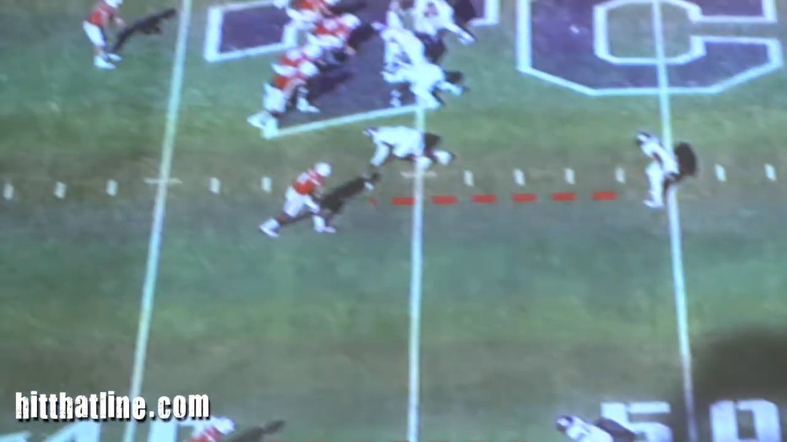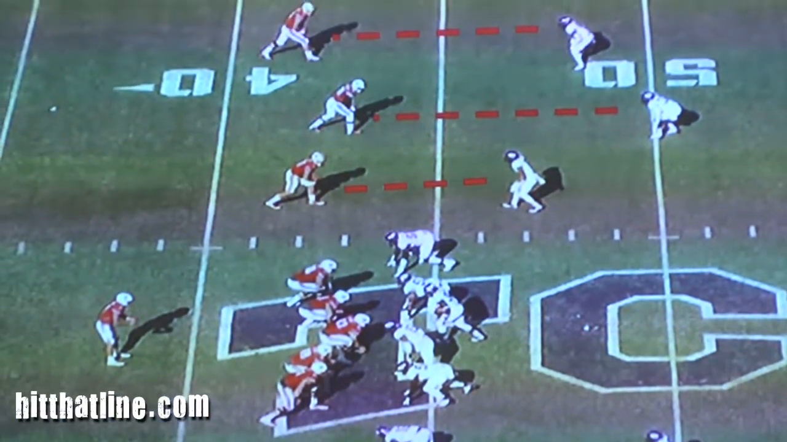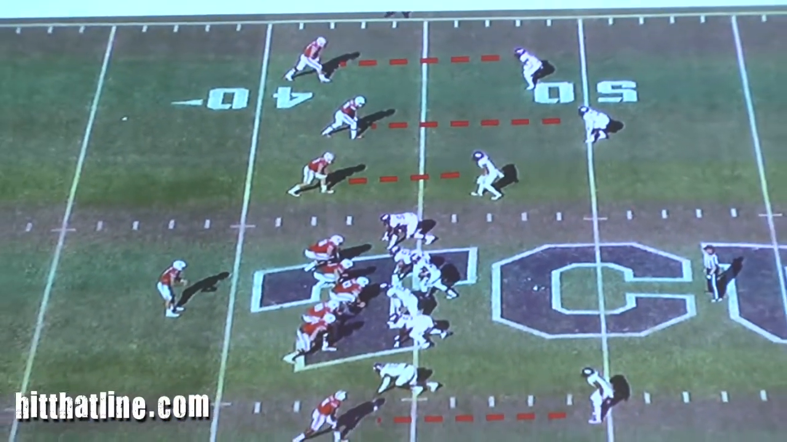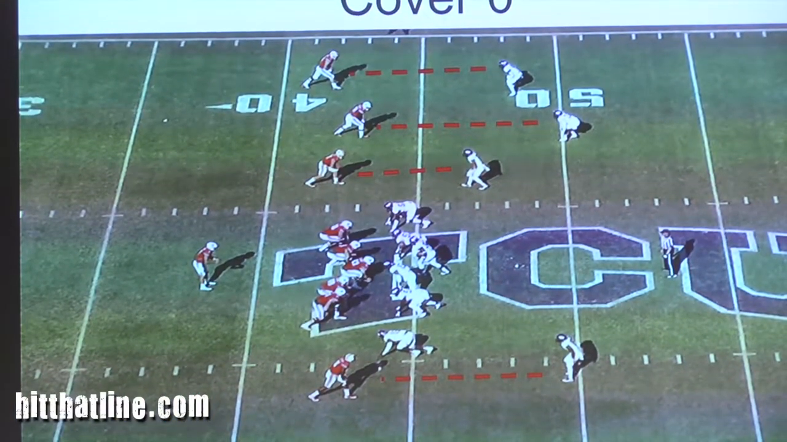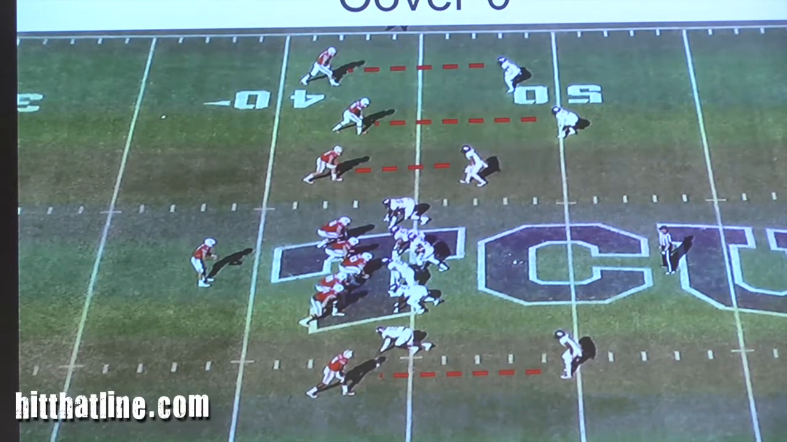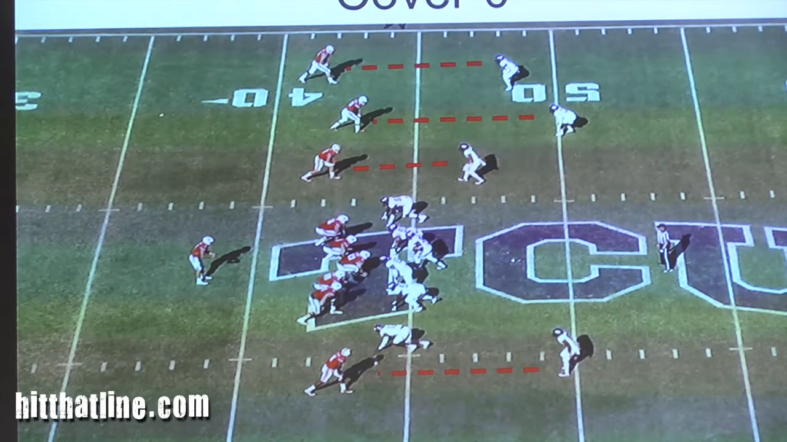Go ahead. We'll show you a few of these right here. This is cover 0, straight 0. You can see where everybody's eyes are. You've got your quarterback. Hey, look, is the middle field open or closed here? It's open because there's nobody back there. So here's what we tell them at that point. Man, look, we've got some problems. That ball's got to come out.